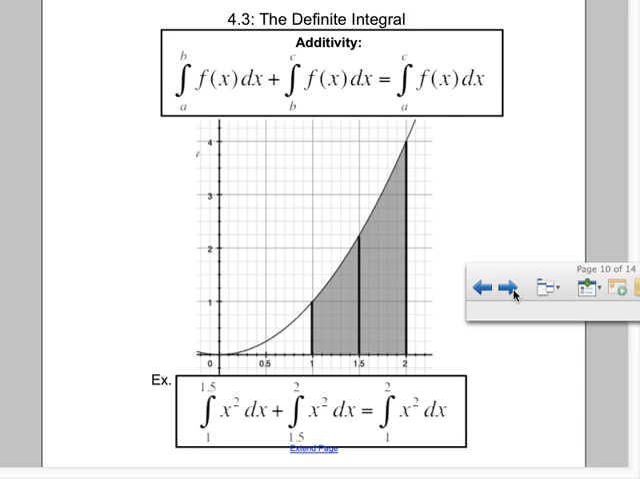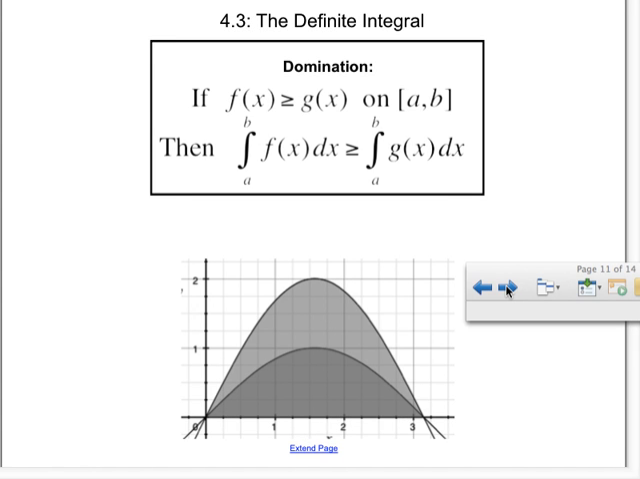And the last piece is probably the least common property, but it still should make sense as we see it. It's called domination. It basically says if f of x is greater than g of x on that interval, then the integral of f must be greater than the integral of g. Again, it should make sense because if f is higher, then it's accumulating more space underneath it than what would be accumulated under g.